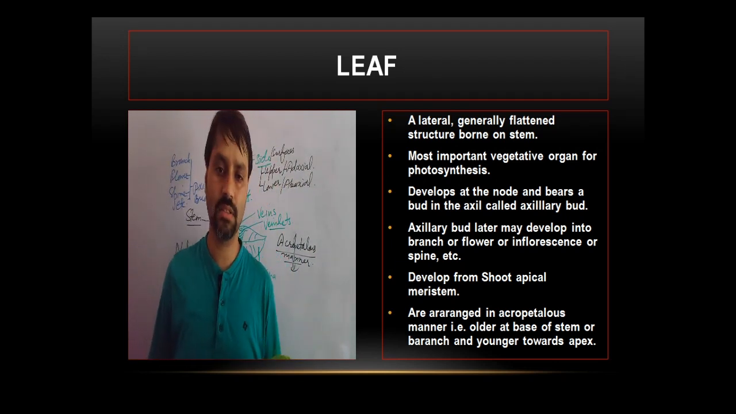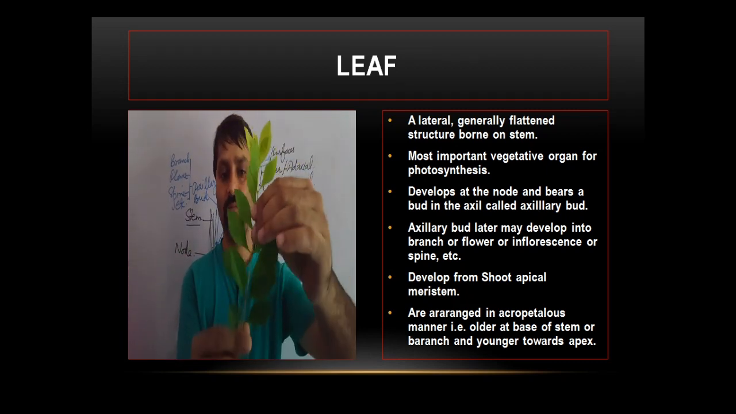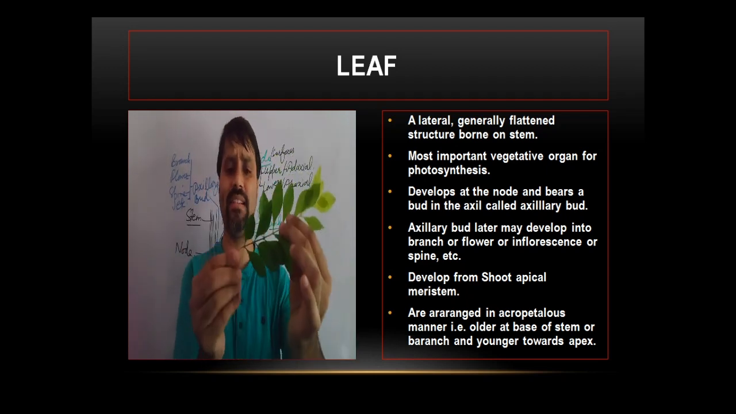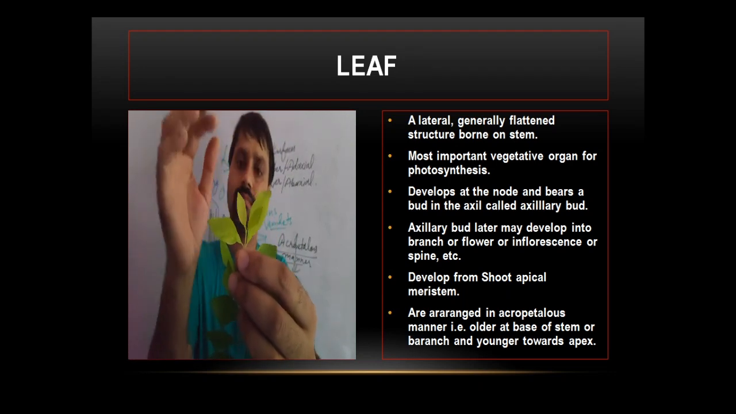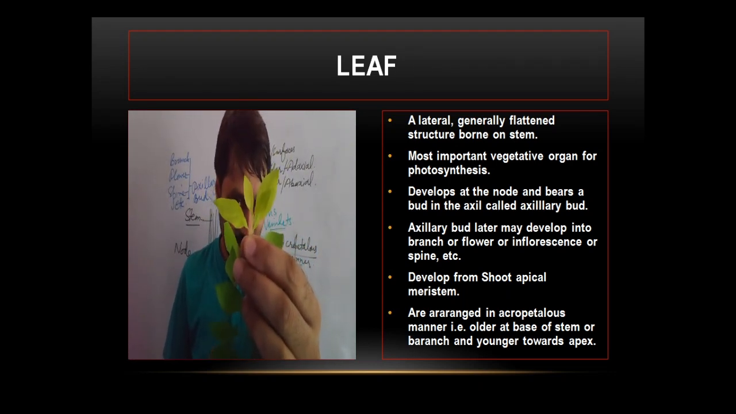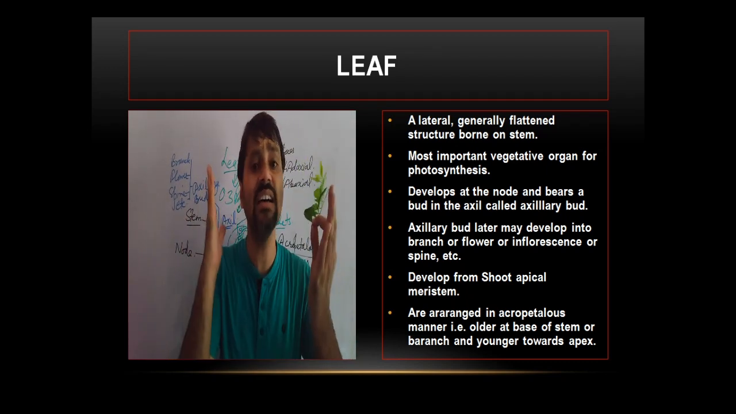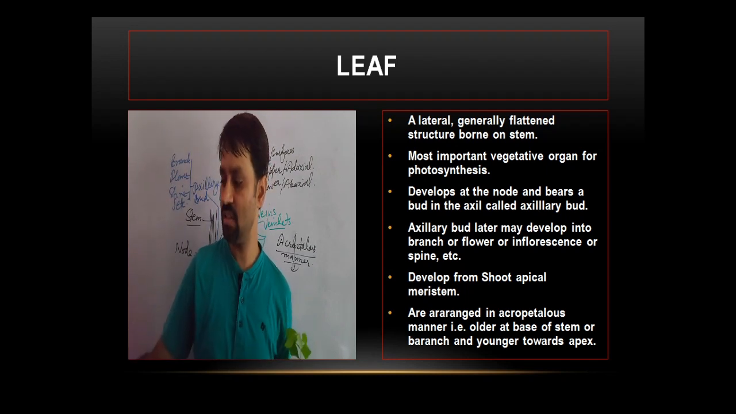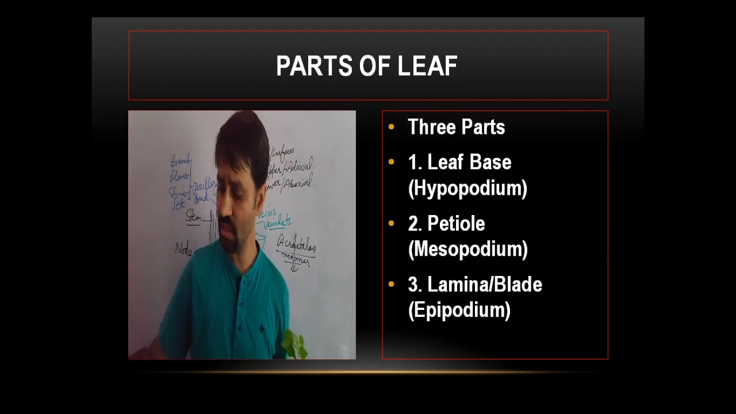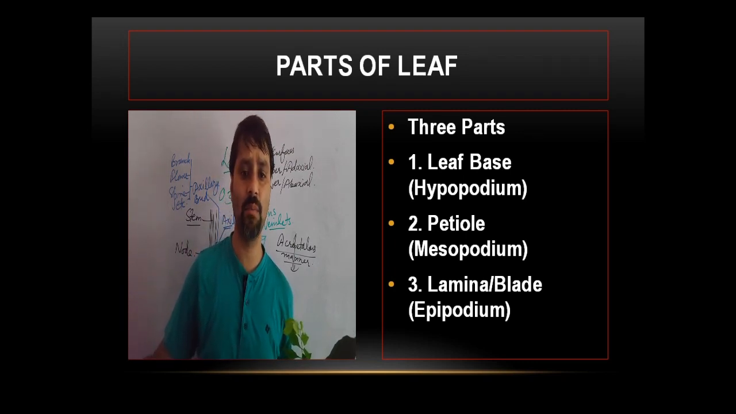Look at the various stems. Observe the various stems and look here. Also observe this stem, twig also. The older leaves are toward the base, and the younger ones are toward the apex. This kind of arrangement is called acropetalous succession or acropetalous arrangement. Is it clear now? So this is the leaf. Three parts are there: leaf base, hypopodium; petiole, mesopodium; lamina or blade, the epipodium.